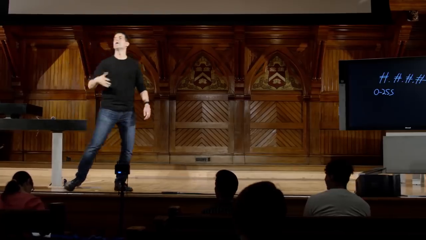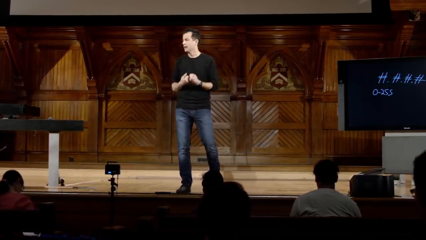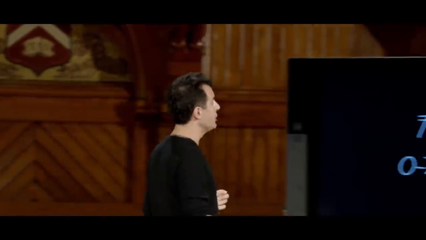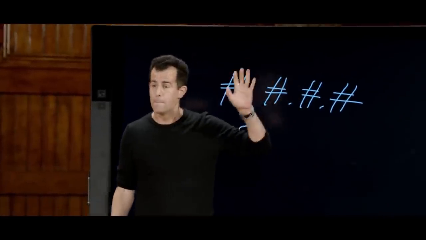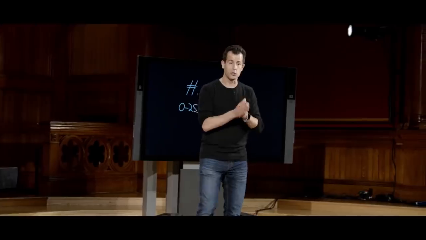4 billion. So it's roughly 4 billion. And we brought that up in week zero with like a 4 billion page phone book, imagining that. So 4 billion is roughly what you can count up to with 32 bits. So that means there can be 4 billion computers, devices, or anything on the internet uniquely identified.